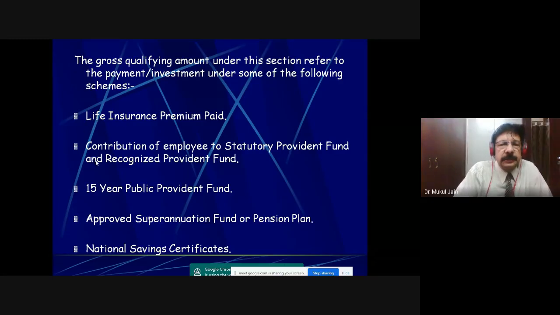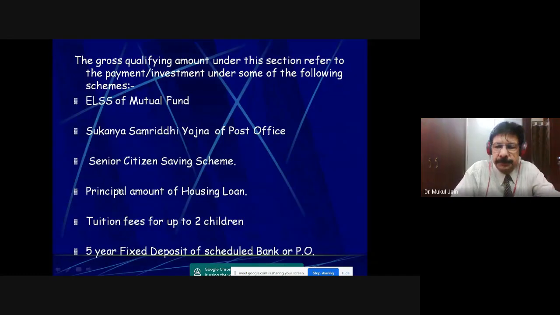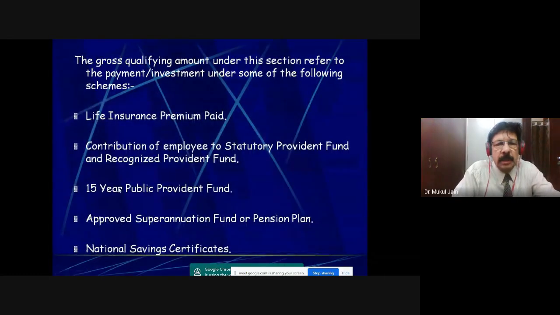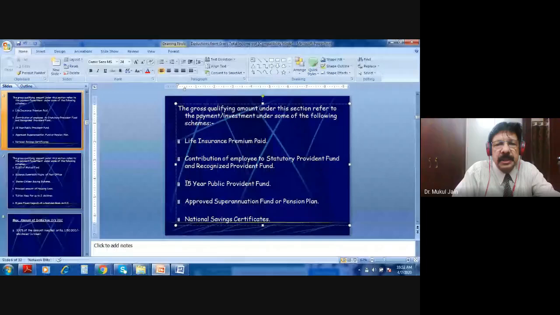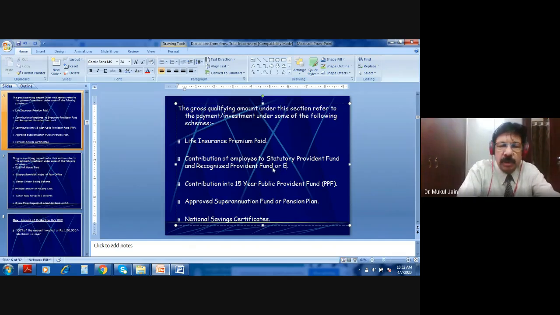Right? Then there is 15-year Public Provident Fund or PPF. Similarly, here also contribution into 15-year Public Provident Fund, or you can say PPF, right? Or Employee Provident Fund, you can say, or EPF.